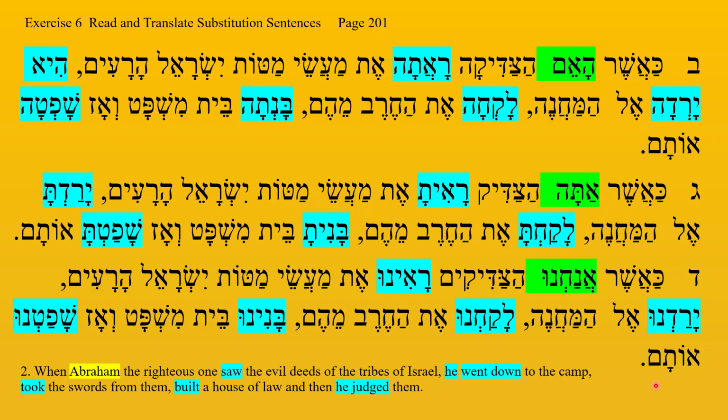So when we, the righteous ones, saw the evil deeds of the tribes of Israel, we went down to the camp, we took the swords from them, we built a city of judgment, and then we judged them.